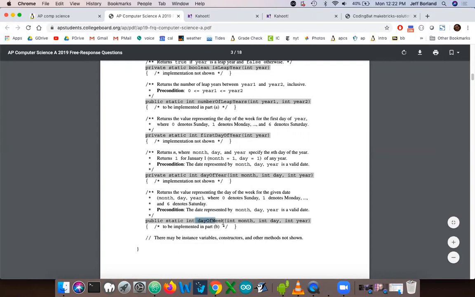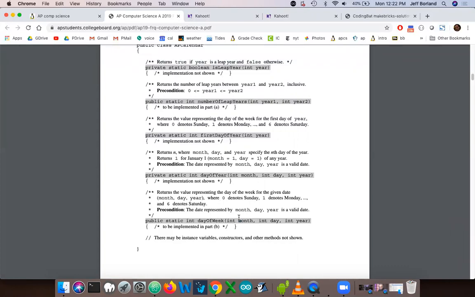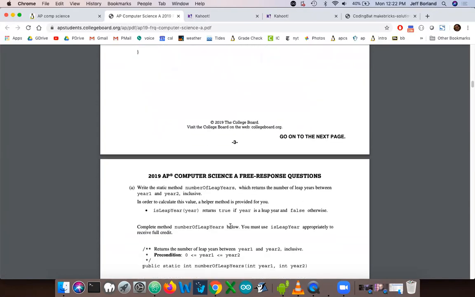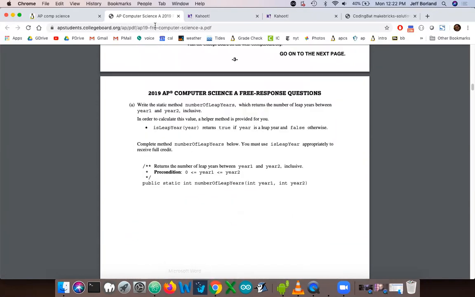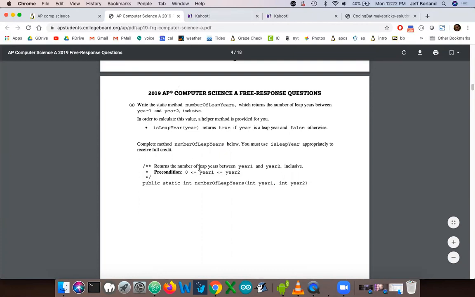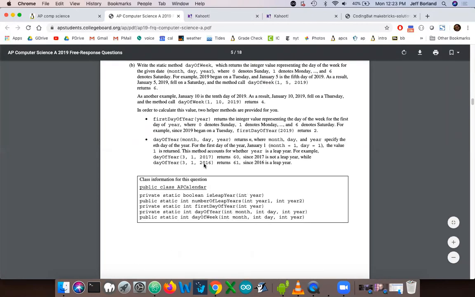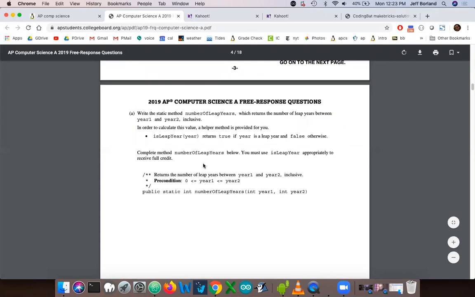And then day of week, that's where it's going to get interesting. That's what you're going to do in part B. You're going to return 0 through 6 based on what day of the year. So if we put in May 4th, 2020, it should return, today is a Monday, that's a 1 in the coding. So you have to write 2 methods: isLeapYear and then dayOfWeek.